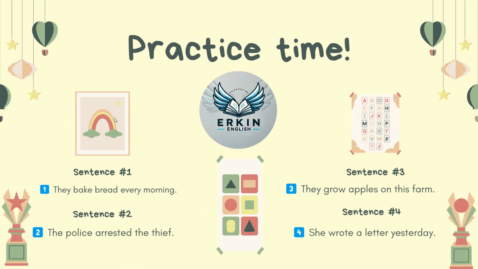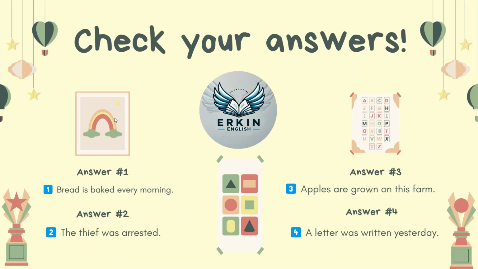All right, now I believe you finished the task. Let's reveal the answers. Here are the answers. The first answer says "bread is baked every morning." Second answer says "the thief was arrested." The third one says "apples are grown on this farm." And the last one says "a letter was written yesterday." So good job if you did very well. That means you understood the topic by yourself.